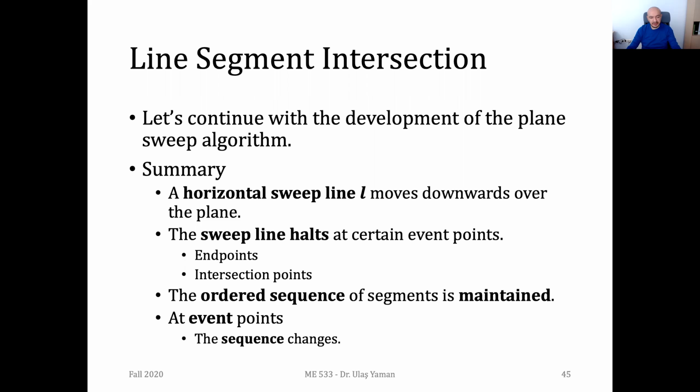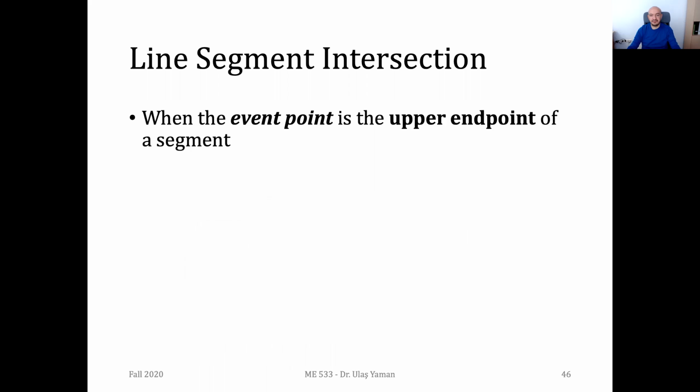So at event points, we know that something changes: the order of the line segments and the status change. With the help of these changes, we need to do some computation and try to find the intersection points. This is the summary, and now we will go into some details of the algorithm.